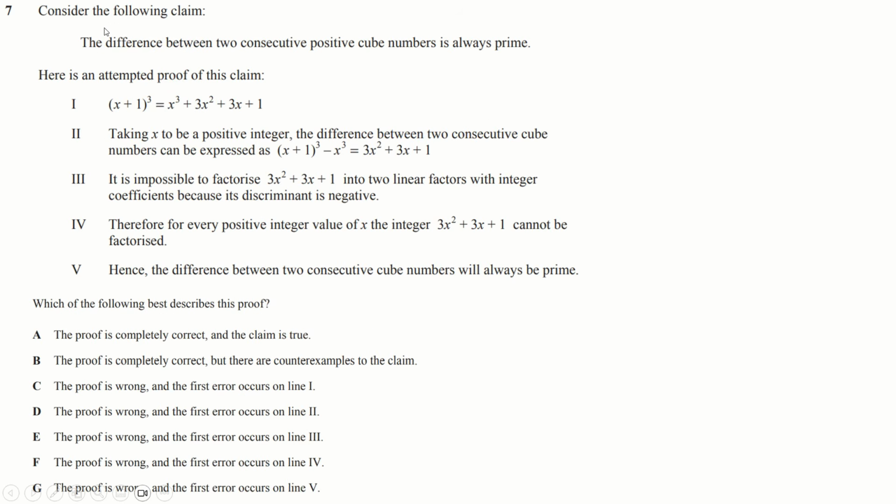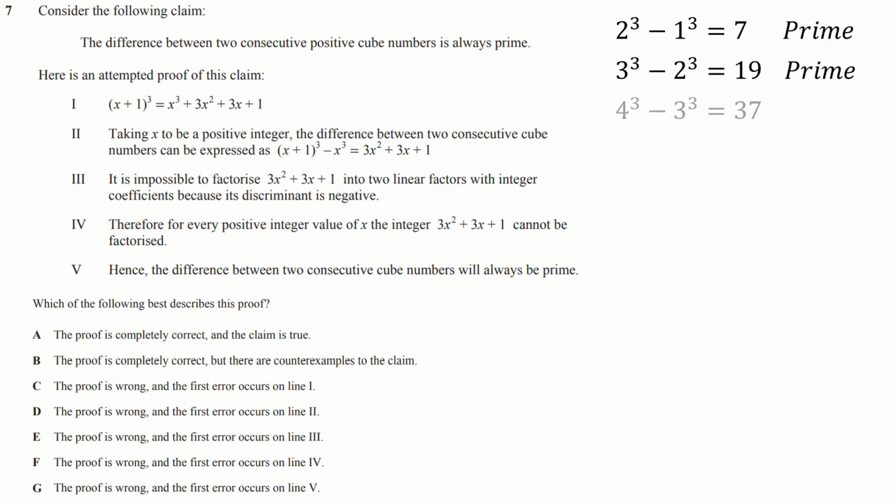Question 7 then. Consider this, the difference between 2 consecutive positive cubes is always prime. Now, this sounds not true because that's just not how primes work. So, okay. Here's an attempted proof of this claim. Okay, sure. Now I said this sounds not true, but let's just go ahead and maybe show that. So 2 cubed minus 1 cubed is prime. I know my primes, so I was basically just taking away numbers here.